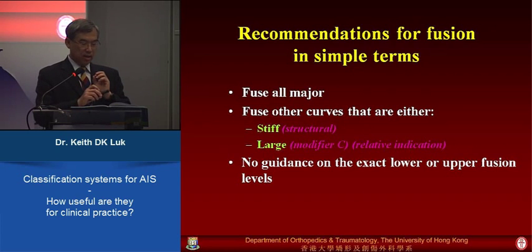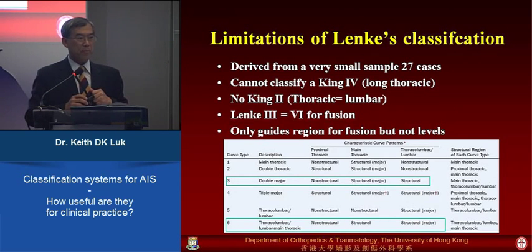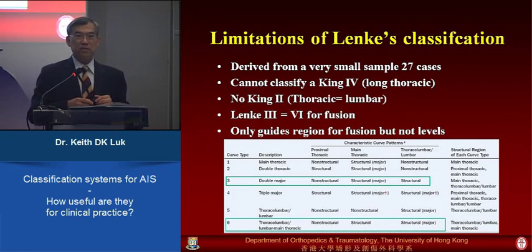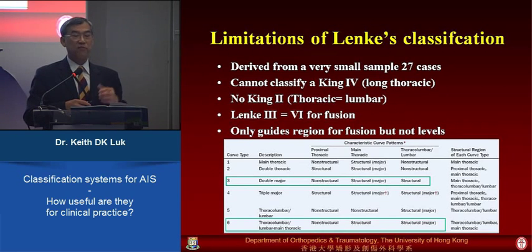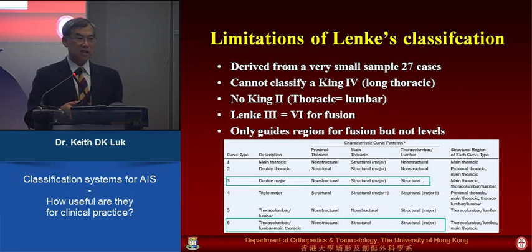So they still give you the flexibility, so that our next speaker can tell you how to select the levels of fusion. Now, if you look back into the development of the Lenke classification, it was actually derived from a very small sample of subjects, only 27 cases. Of course, now everybody's using it. You've got millions of patients being put on that classification. But when it was first described, it was derived from a very small group of subjects.